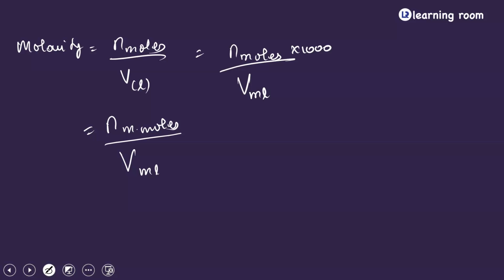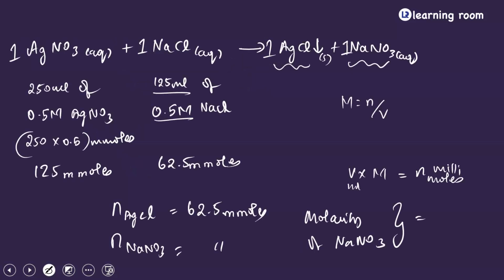Do you all understand? Okay, so this is what we have to see here. Molarity is equal to number of moles by volume. When we have millimoles, put the volume in milliliters and the problem is solved. So the number of millimoles of NaNO3 formed will be 62.5 divided by the volume of the total solution, which is 375. Solve this and you will get the molarity of NaNO3. Clear? This kind of question is not given in your NCERT, but you will have to be clear about it.